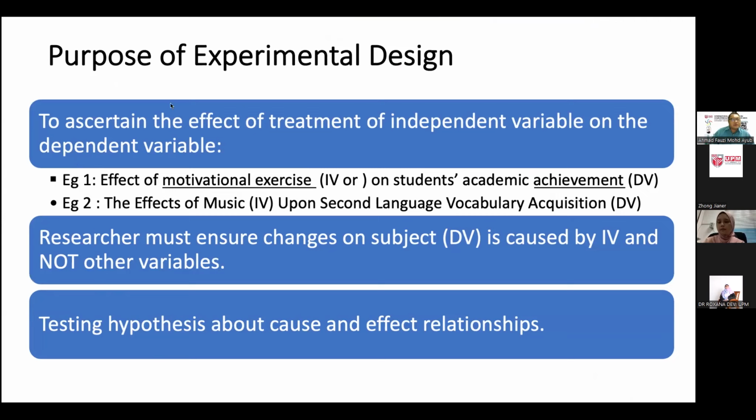So these are the purposes of the experimental design. Basically, in the experimental design, we want to look at the effect of the independent variable on the dependent variable. For example, we want to look at a motivational exercise as the IV, meaning one group will be introduced to the motivational exercise, while the other group is not introduced to anything. And then the DV is student achievement. For the second example, maybe you want to look at the effect of music as the IV, meaning one group learns using music, which is the treatment group, and the other uses the conventional way of teaching. And towards the end, the dependent variable is vocabulary acquisition. So these are some examples.